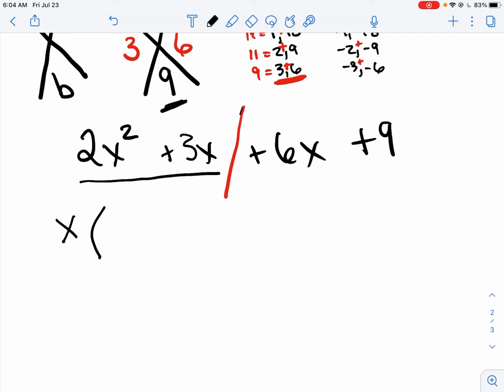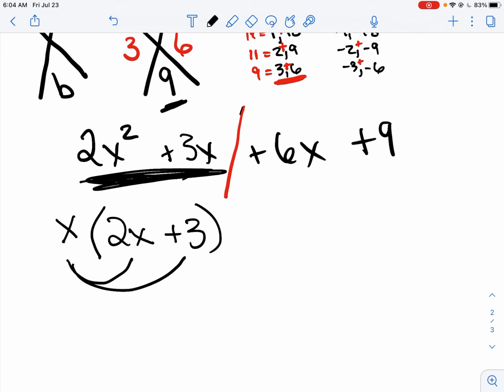So I take out an x. When I take out an x, I have 2x left over, and I have a 3. So think about it this way. If I was to multiply this back through, would I get this right here? And I would.